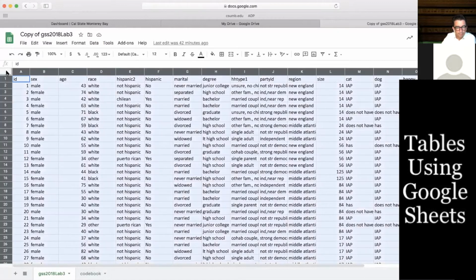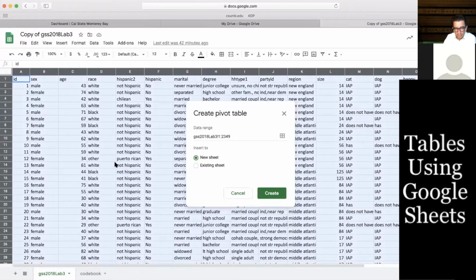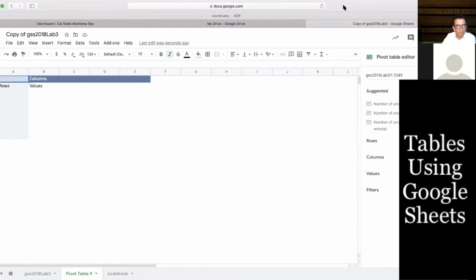I am just going to select the entire data set, right? Clicking on that left top square, and then go to data and use a pivot table. It's going to ask me if I want a new worksheet, and I'm going to say yes. And we are ready. So on the right, we have, again, our control panel, right? This is the pivot table creator. And on the left, we have our results.